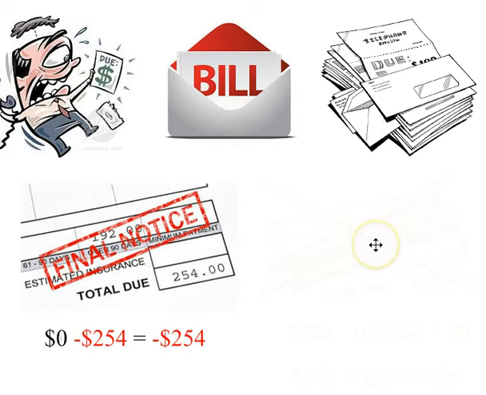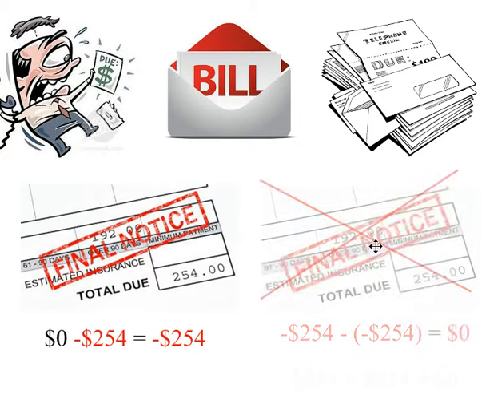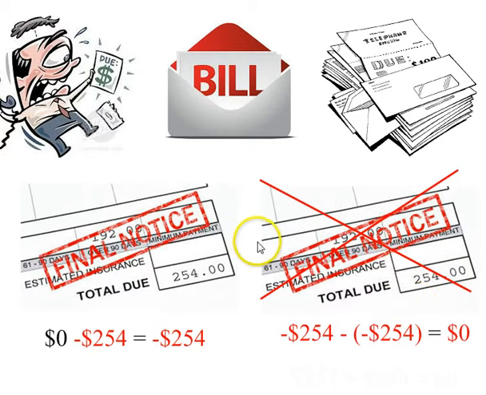Ooh, I'm sorry. I own the insurance. I sent you that bill and I made a mistake there. You don't really owe me that $254. So negative 254 minus a negative 254. You owed me 254, but oh, I made a mistake. I need to subtract. I need to take off that bill, that negative.